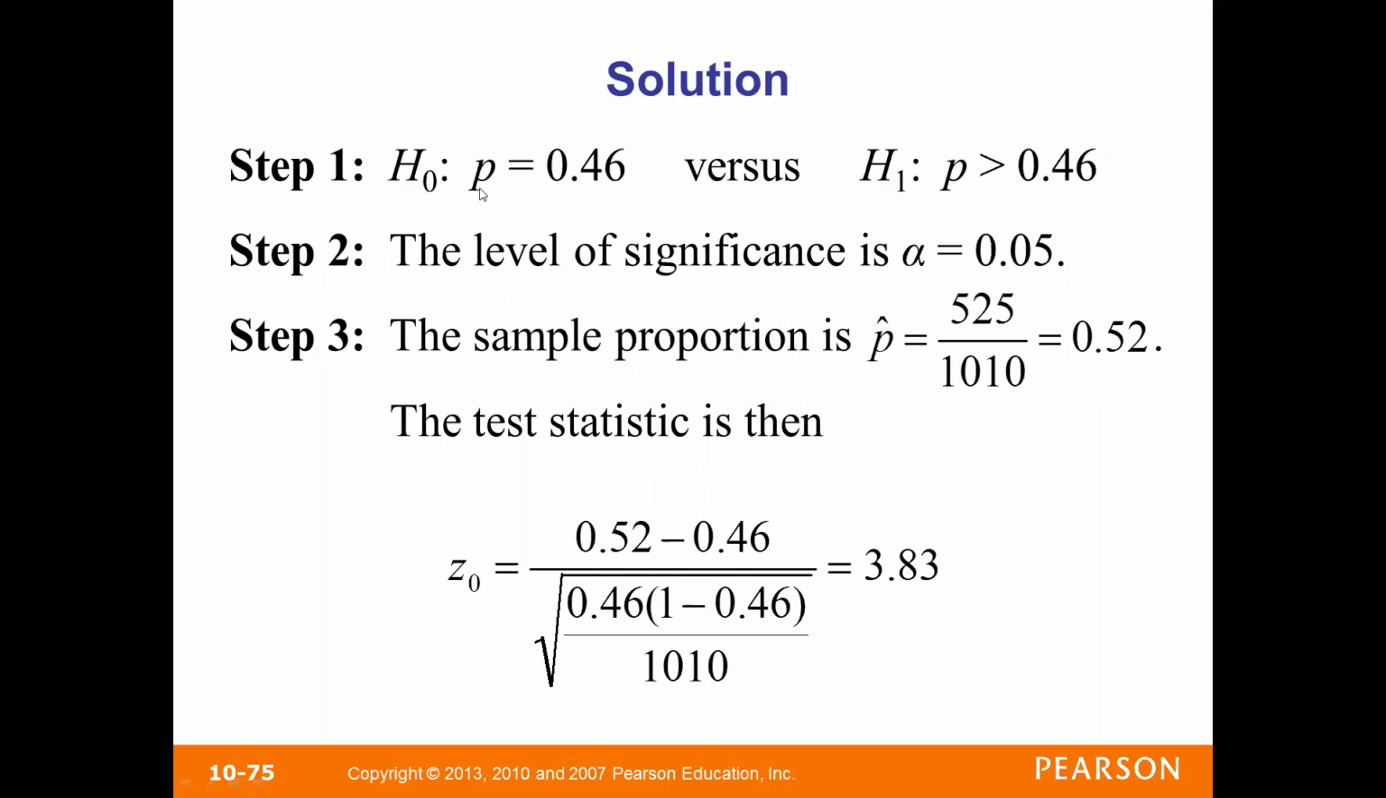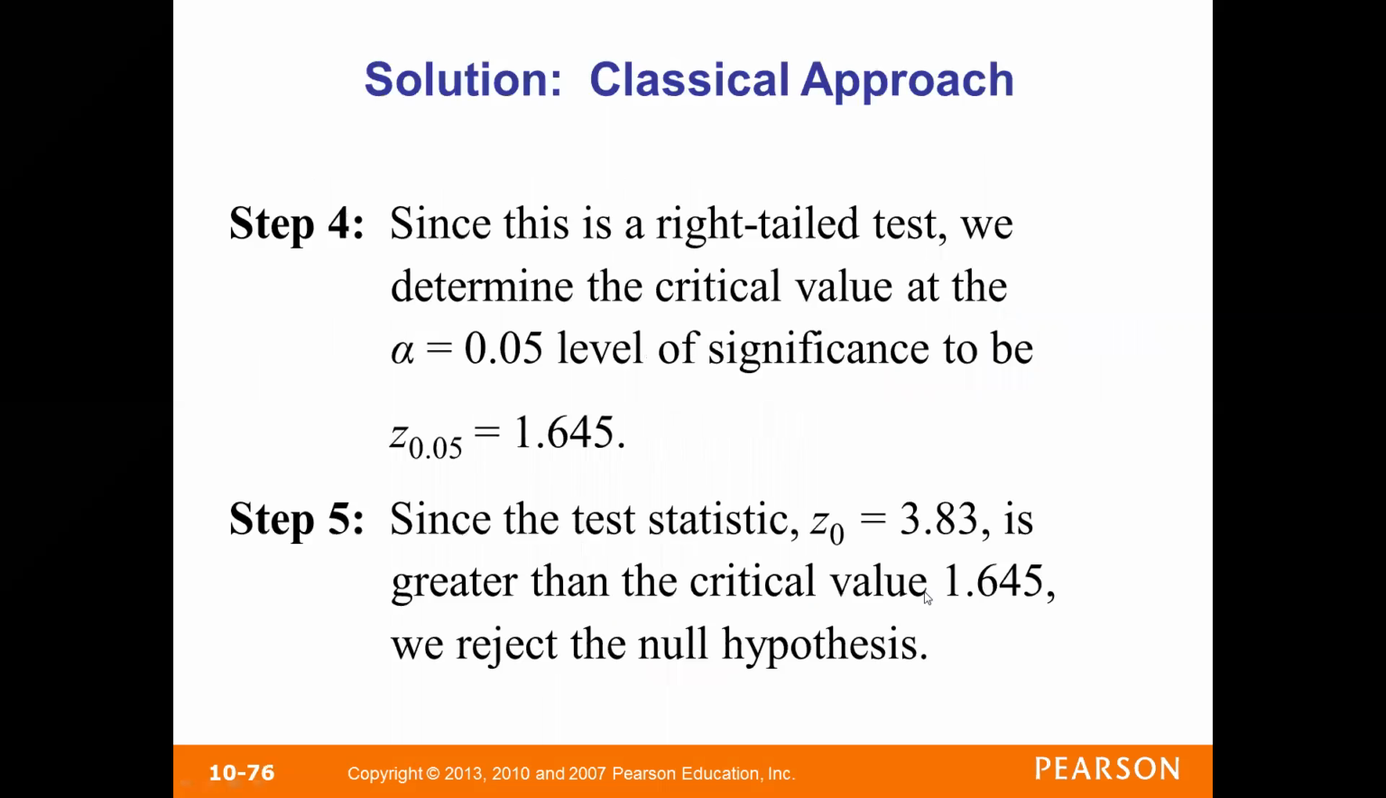So the null hypothesis is that p is 0.46. The alternative is p is greater than 0.46. We picked our level of significance of alpha is 0.05. Notice because we indicate a direction, we have a one-sided test. The sample proportion is 0.52. We take the number with the characteristic out of the total sampled. So the test statistic is 3.83.